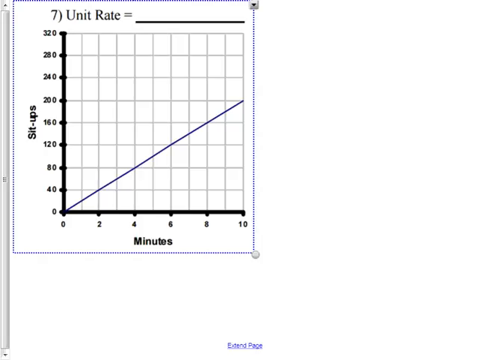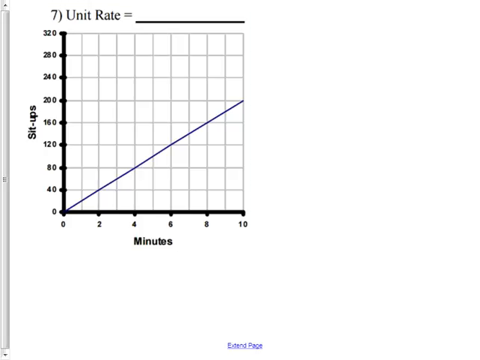Pause for a minute and see if you can figure out this one. All right, now that you've had a chance to look at it, when I look at this one, we're going to do the number of sit-ups per minute. You could do minutes per sit-up, but it probably makes more sense to do sit-ups per minute because sit-ups have the bigger number. But when we look at this, if we try to go up the line for 1 minute and across, we're not exactly on one of the grid lines, so that's really not the most reliable way to do it.